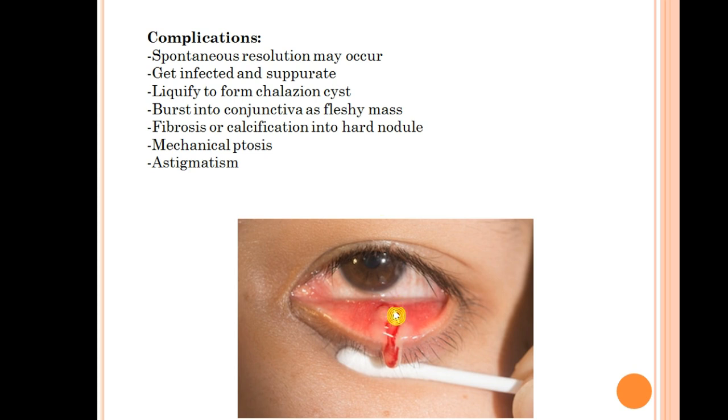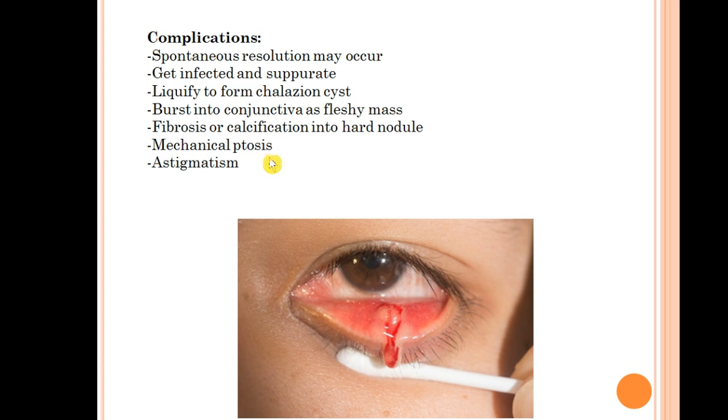The undersurface, the conjunctiva that is, may burst, and all the fleshy mass that is present in this lump may move from inside and appear as a fleshy mass as shown here. Now if the inner mass is fibrosed or calcified, so fibrosis or calcification may lead to the formation of a hard nodule.